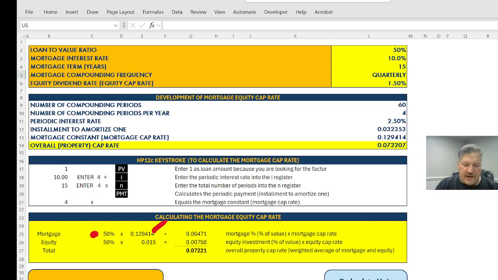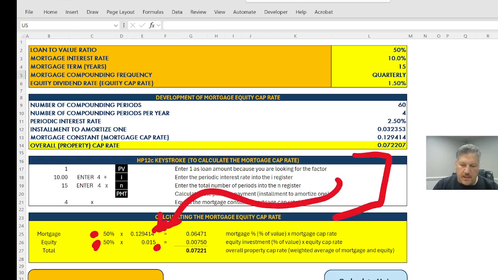And again, you are provided the 250% or what? The ratios of value for the mortgage and equity. And you are also provided the 1.5% equity cap rate. So as soon as you use the calculator to develop the mortgage constant, you can plug it in to the formula, and then you can calculate out the two components, come up with their cap rates, add them together, and you have the property cap rate.